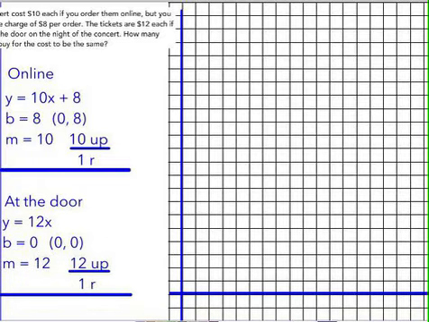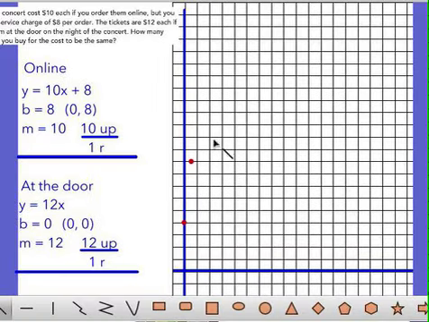So let me plot these points. I'm going to start with the first one in red. Again, I'm going to count by twos. 2, 4, 6, 8. So I start at 0, 8, and I go 10 up. That means 5 units, since I'm counting by 2. 2, 4, 6, 8, 10, and 1 unit to the right. Since I'm counting by twos, that means it's going to go halfway. And I draw my line.